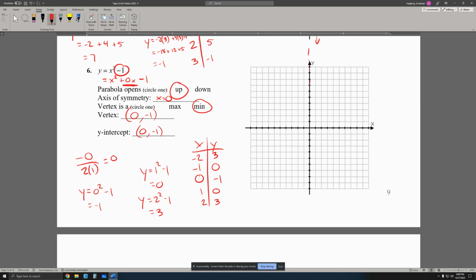So we'll start with our axis of symmetry. We have 0, negative 1. We have 1, 0, negative 1, 0. And we have 2, 3 and negative 2, 3. We'll sketch that graph. There we go. All right.